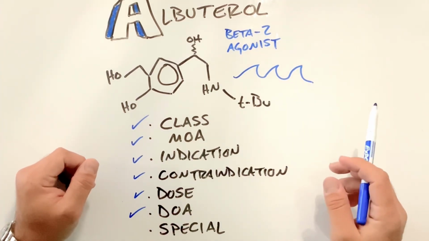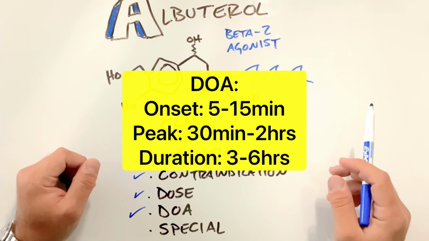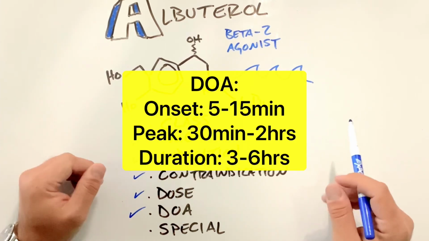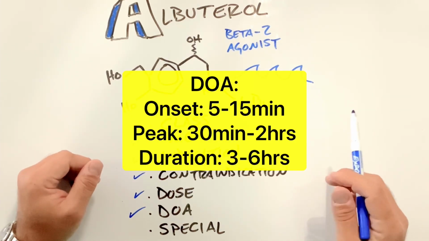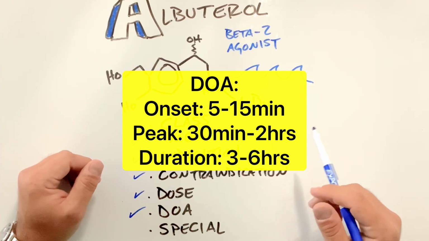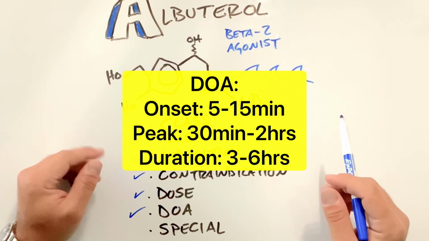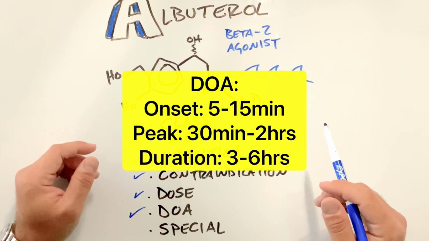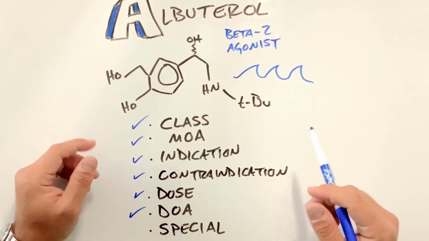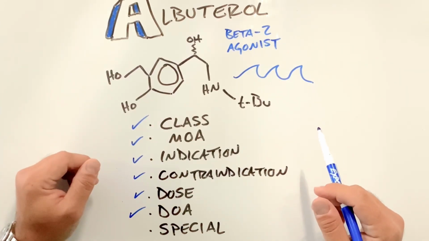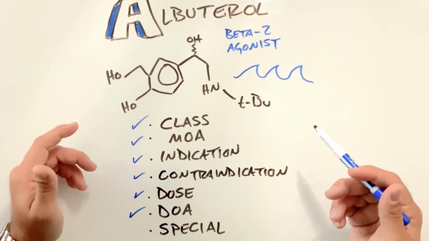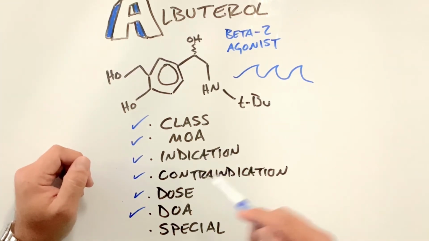Let's talk about the duration of action. The onset is about 5 to 15 minutes. The peak for our medication is 30 minutes to about 2 hours. The duration is about 3 to 6 hours, which is how long this medication is going to stay in their system as far as it actually doing something for your patient.